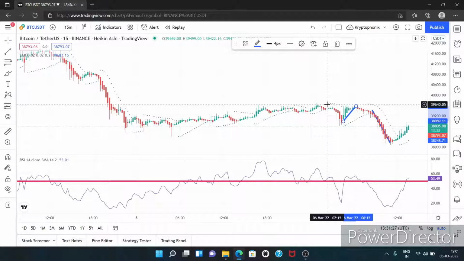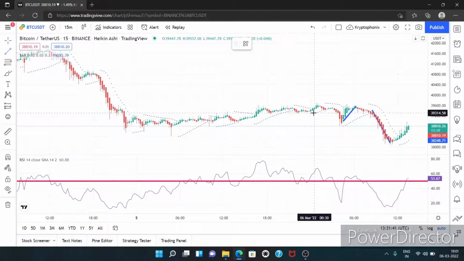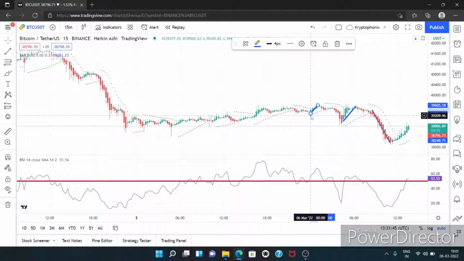Okay, if we look over here, the price is above the SAR level and the RSI being above the 50 level mark is also giving us a signal to buy. What we observe is an up move from this point to this point. The buy signal was generated around 39,300 levels, and the up move lasted till 39,700 levels.